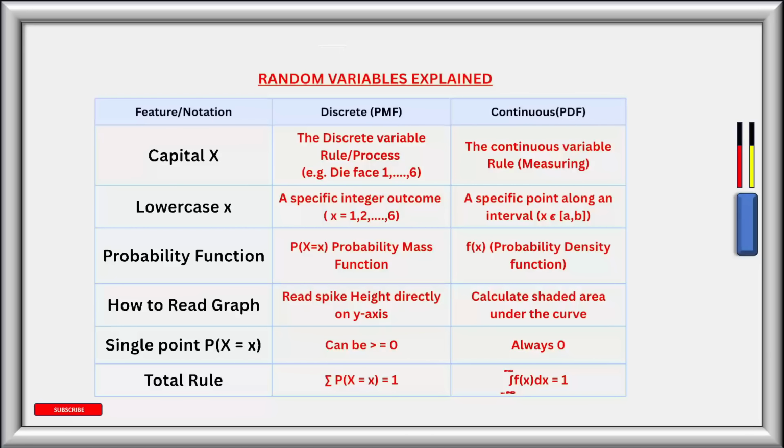And for a single point where the probability of uppercase X is equal to x, for a discrete random variable, this can be greater than or equal to 0. But for a continuous random variable, this is always equal to 0. And the total probability rule, for a discrete random variable, is the sum of the probabilities where capital X equals x, and this equals 1. And for a continuous random variable, the total rule gives us the integral from negative infinity to positive infinity of f of x dx is equal to 1.